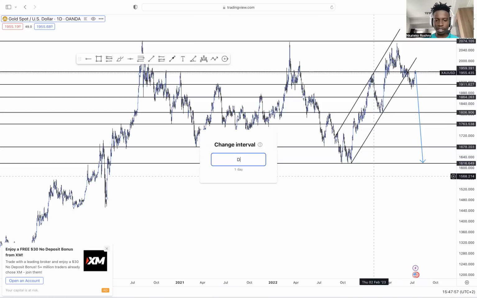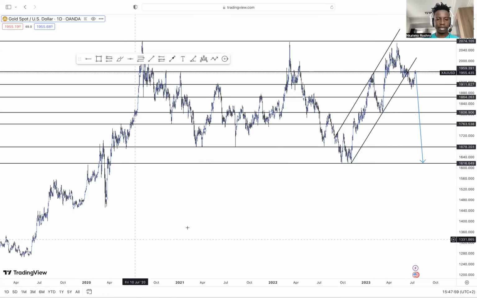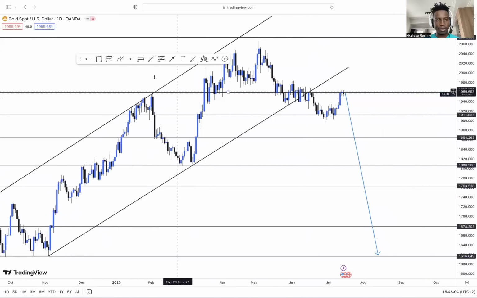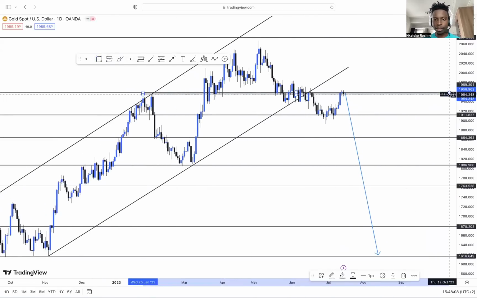What is it? Let's go to the daily time frame and check what is there. Let's go to the daily time frame. Okay, we're on the daily time frame. So here, what we're gonna do, guys, is create our resistance here. Just gonna create our resistance.